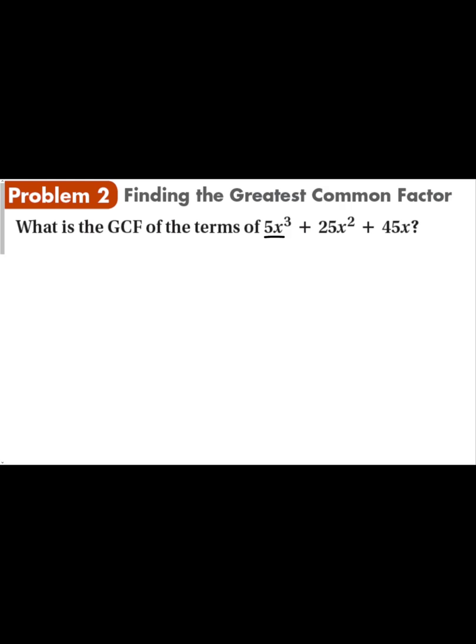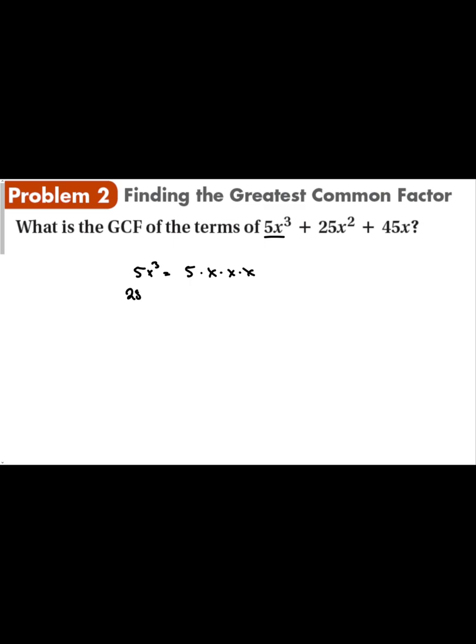First term, 5x to the third. Okay, I'm going to split this into its prime factors. Well, 5 is prime. The prime factors of x to the third are x times x times x. So 5 times x times x times x is 5x to the third. Those are all the prime factors that make up 5x to the third.